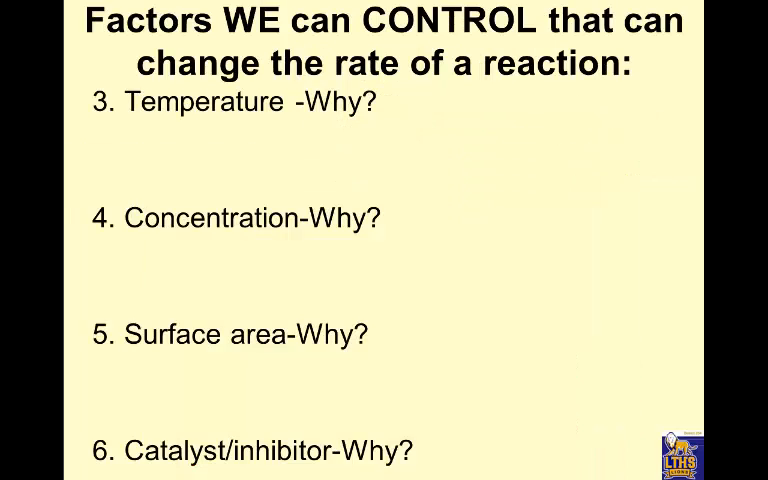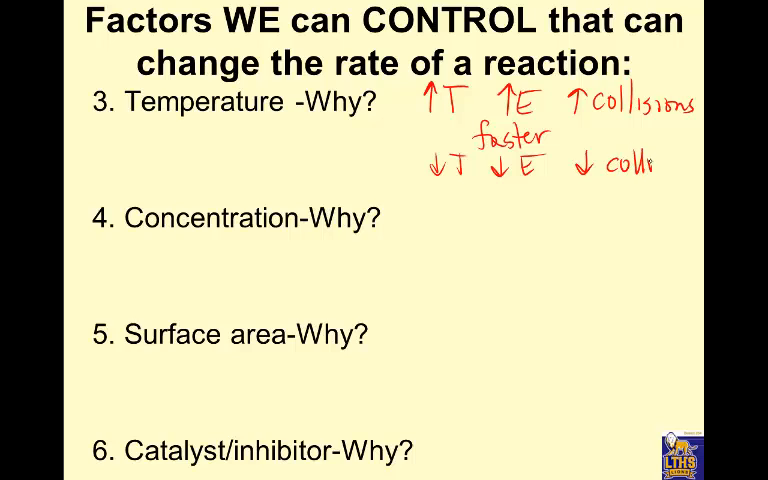What else can influence reaction rate? Temperature. When we talk about temperature, we're talking about increasing the motion, the average kinetic energy of the molecules. So higher temperature is going to mean higher energy and more collisions. More collisions, what does that mean? Faster rate. So what is lower temperature? It's going to mean lower energy, it's going to mean less collisions. So it's going to be a lower rate. So this is higher rate, this is lower rate.